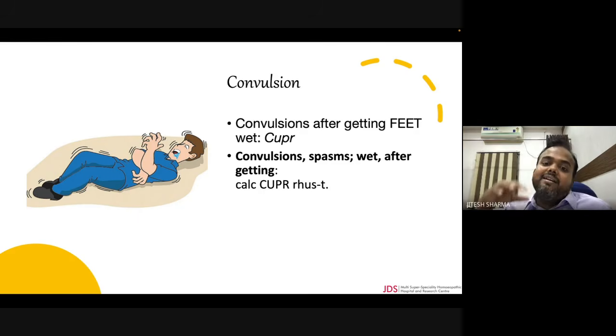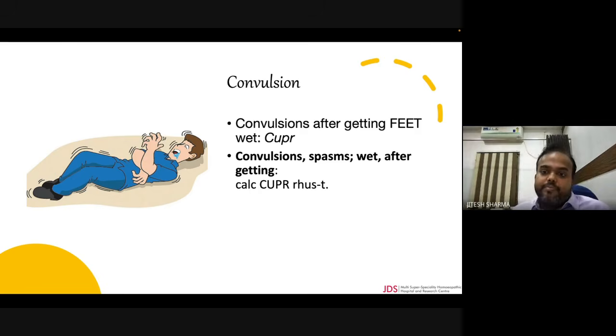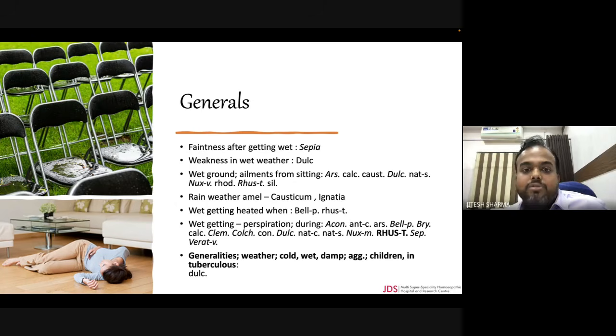Convulsions. Somebody is getting convulsions after getting feet wet: Cuprum met, Calcarea carb, Rhus tox. So after getting feet wet, that is only single Cuprum. And after getting wet, that is Rhus tox, Calcarea, and Cuprum, all three. Now somebody gets faintness after getting wet in the rain: Sepia. Now somebody gets weakness in wet weather: Dulcamara. Somebody gets complaints after sitting on a wet chair.